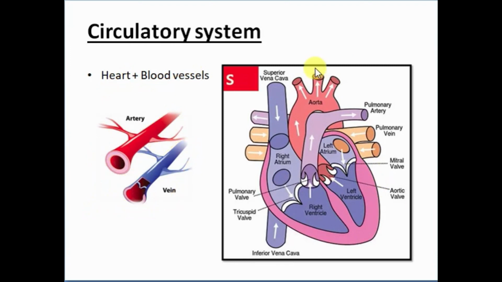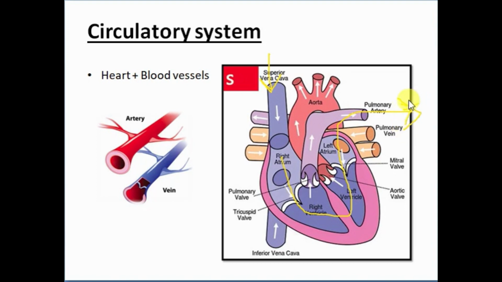So if I give you the overview, first the deoxygenated blood, the carbon dioxide-rich blood, enters the heart through the superior vena cava. Then it travels and passes to the lungs through the pulmonary artery. It goes to the lungs and tells them: you take the carbon dioxide present in my blood and you give me oxygen.